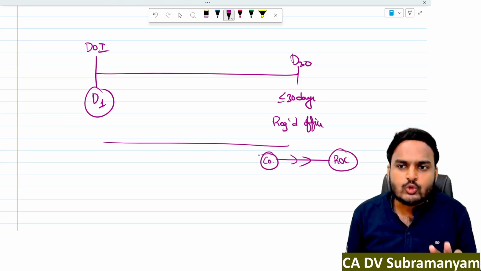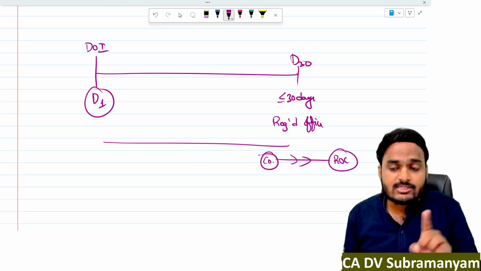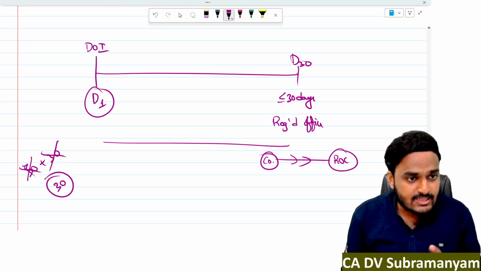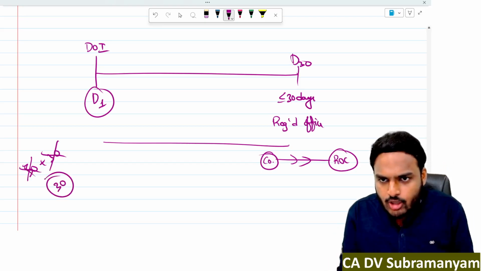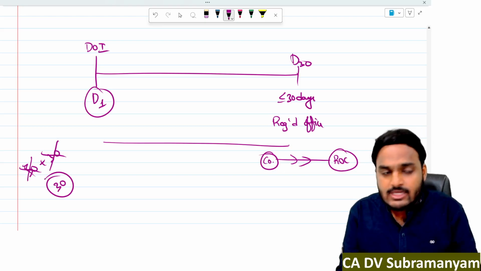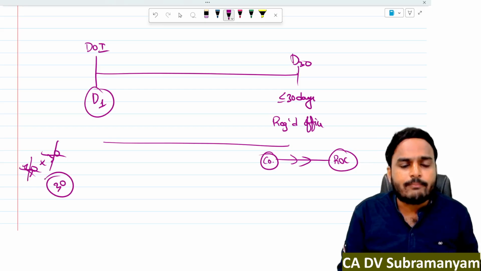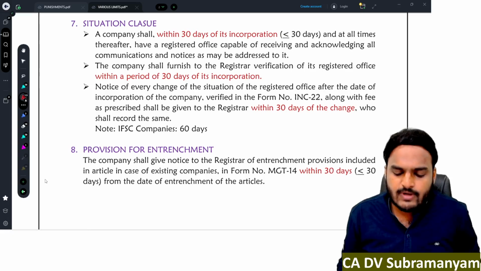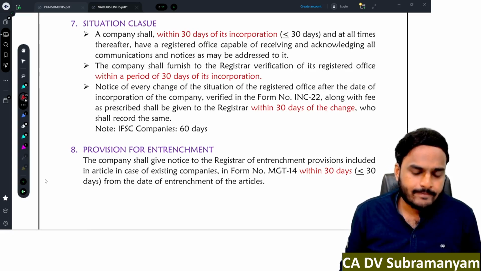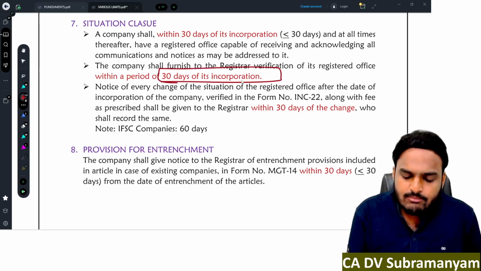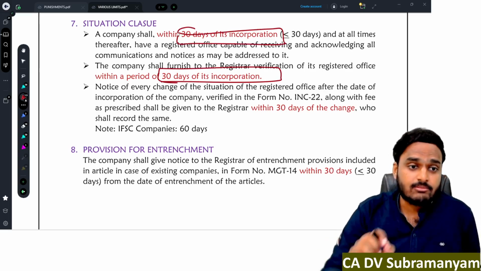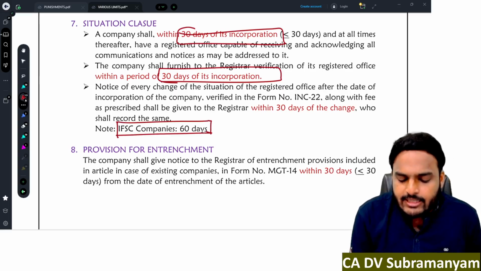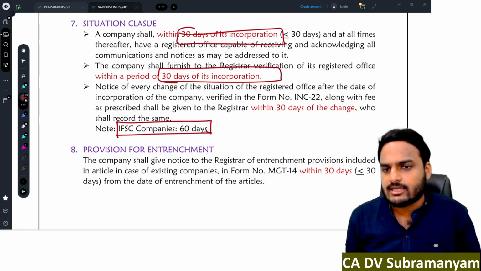So here you will find two limits, 30 days, 30 days. It is not 30 plus 30. It is a single 30. Within 30 days of incorporation, the company shall open a registered office, and within 30 days of incorporation only, the company shall furnish the details of the registered office to the Registrar of Companies. Understood? Just check the time limits. And in case of IFSC companies, the time limit is 60 days. It's not 30 days, it is 60 days.